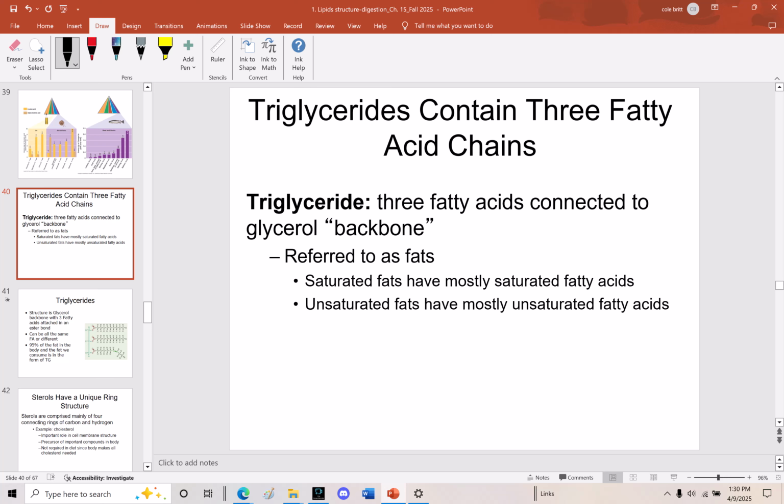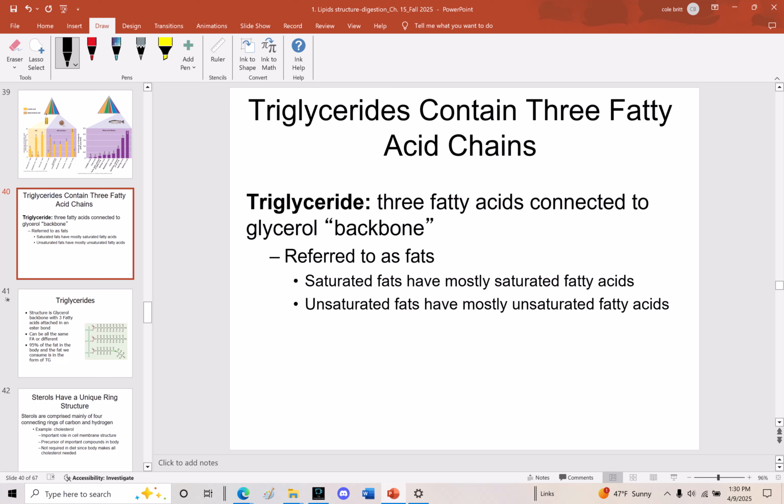If you remove one of these fatty acids, now you have a diglyceride. If you remove another fatty acid, now you have a monoglyceride. So 1 is a monoglyceride, 2 is a diglyceride. And another way to put it is glycerol. Actually, it'll be in my slides. I'll show you later.